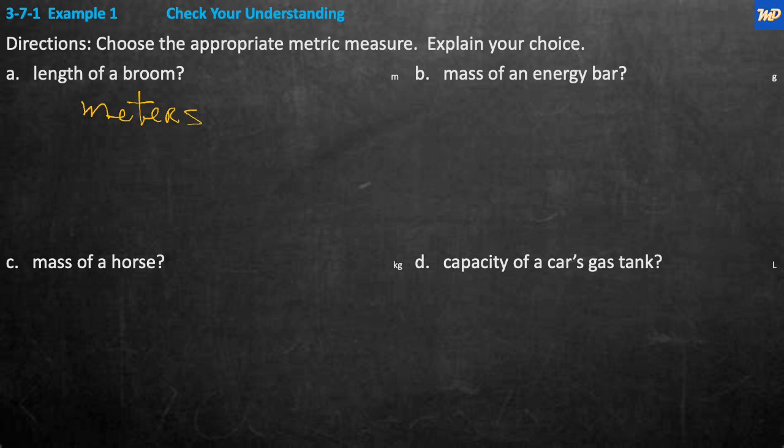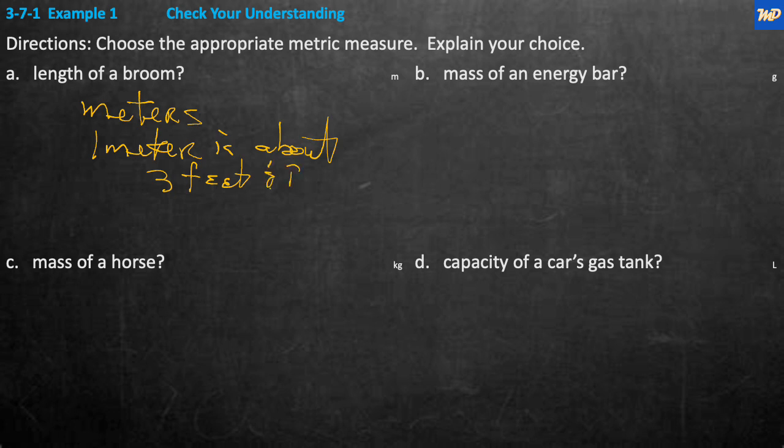Okay, because 1 meter is about 3 feet. And a broom is about 5 feet.